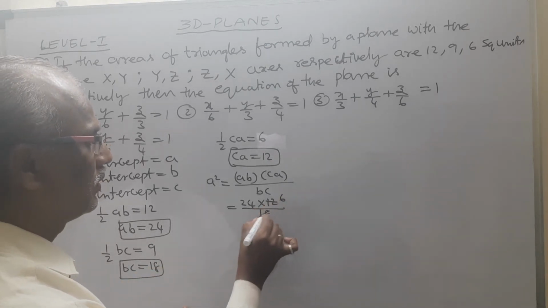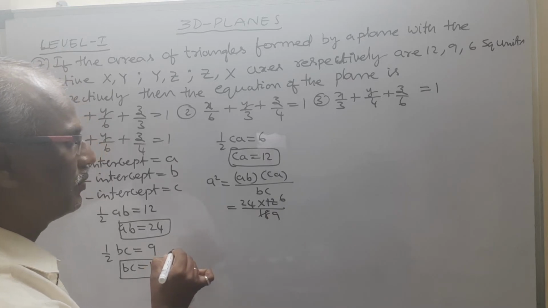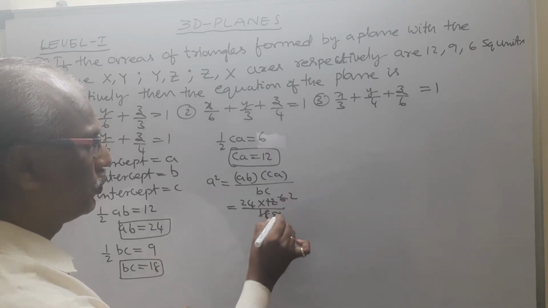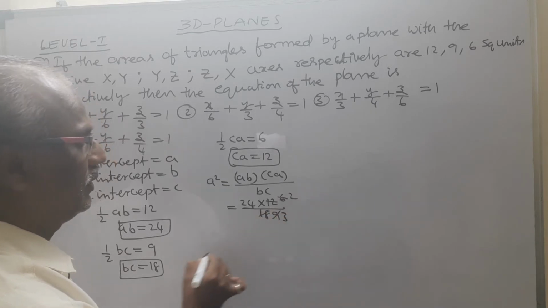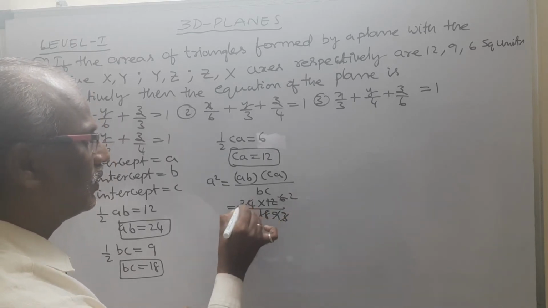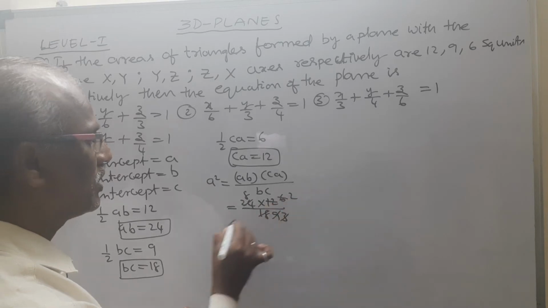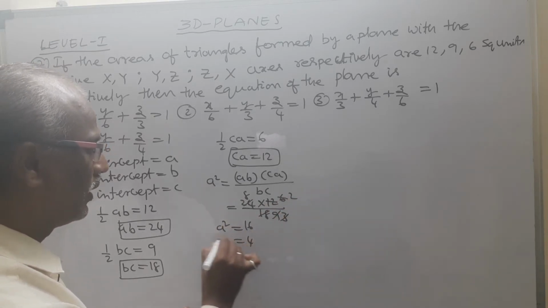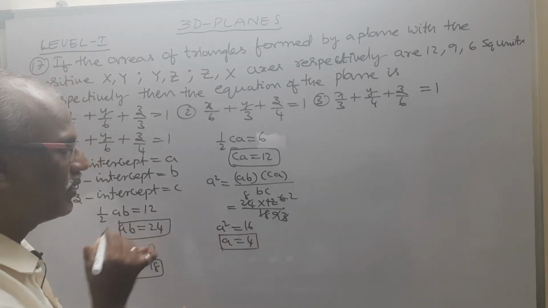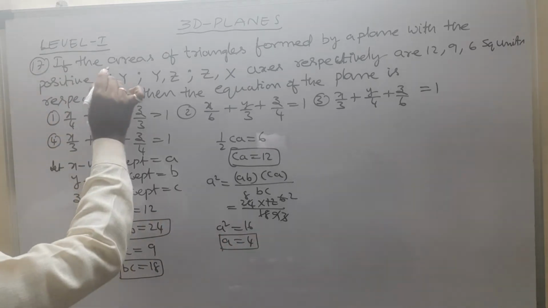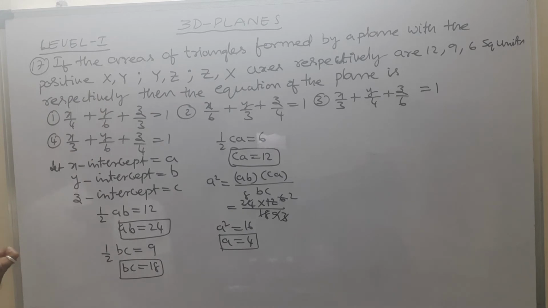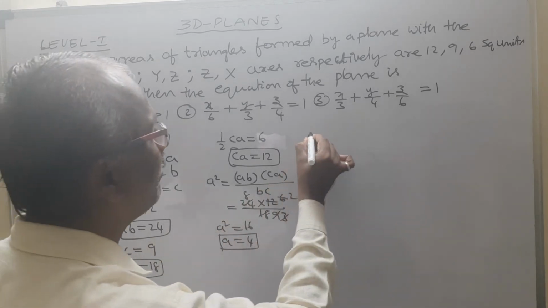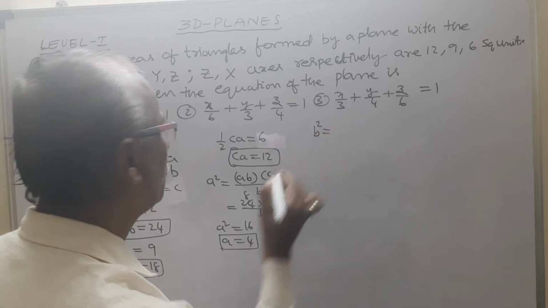Two sixes are 12, two nines are 18. Next, three twos are 6, three threes are 9, three ones are 3, eight. 8 into 2 is 16. a square equal to 16. a is equal to 4. Here positive x axis, a equal to 4 in the given question, positive axis.